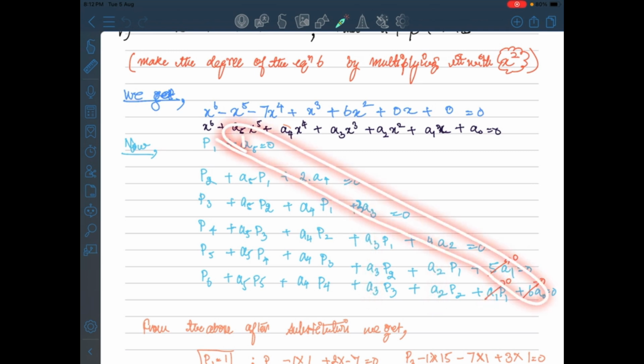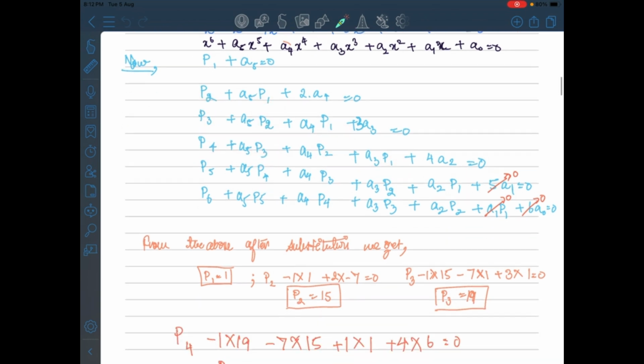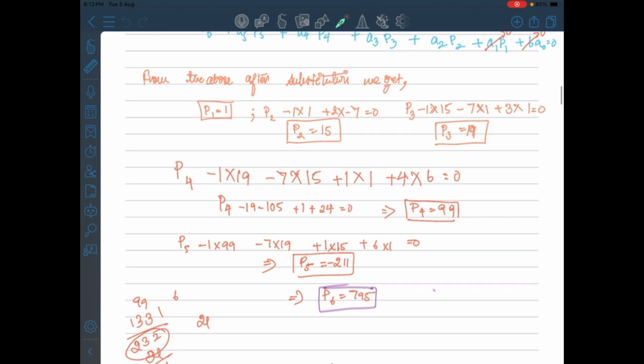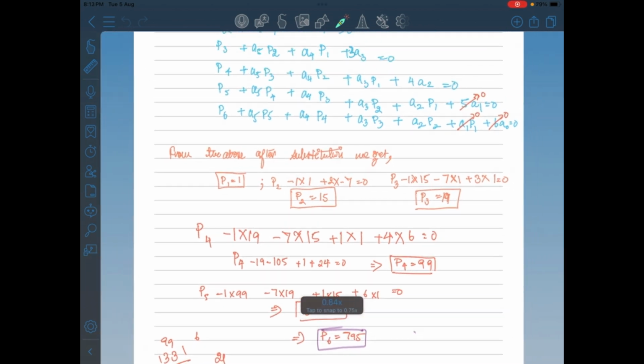So 1, 2, 3, 4, 5, 6 multiplied with those constants. And after that, the third step is P2 is there, then P1 will come here, P3, P2, P1, P4, P3, P2, P1, like this you will keep on doing. And after that, you just have to substitute the value. Once you substitute that, here I have solved a few, you should get P6 as 795. And this is the easiest way to get it.